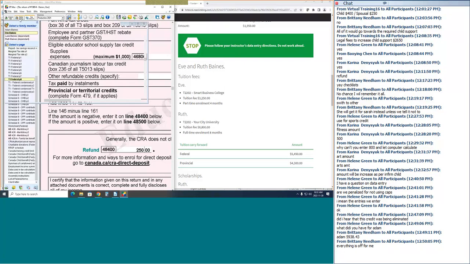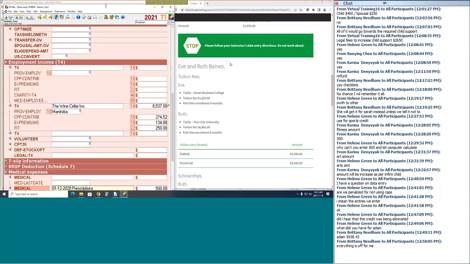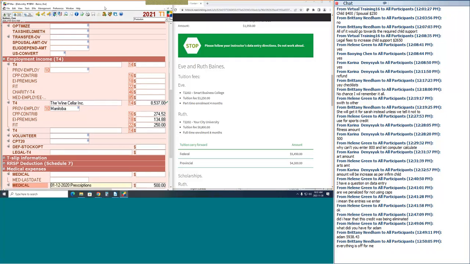So I'm going to start with Eve. Eve's data entry for tuition will be here. The first thing you have to determine for tuition is, do they qualify for a tuition credit? So I'm going to start with the credit first. We're going to talk about income next. Do they qualify for a tuition credit? Depends on a number of things.